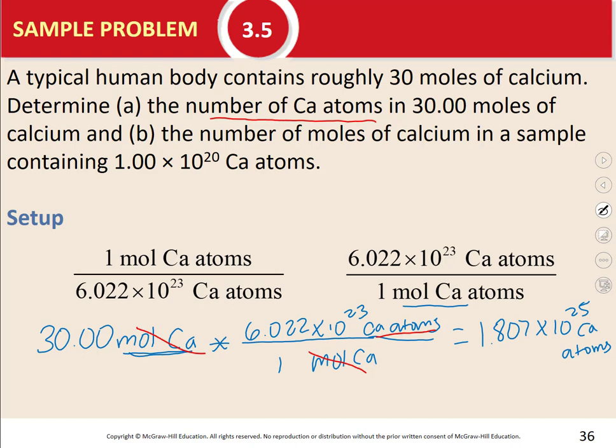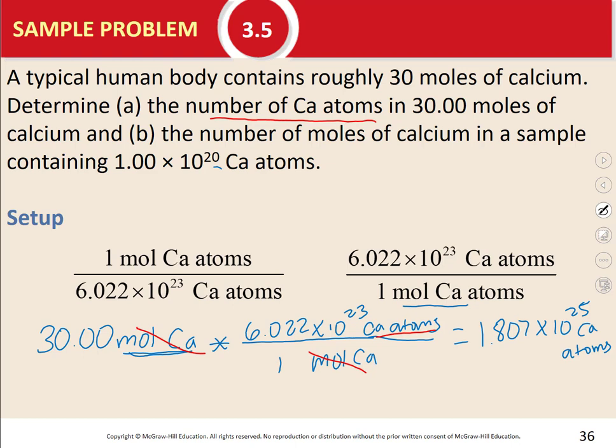Now, part B asks what is the number of moles of calcium in a sample containing 1.00 times 10 to the 20 calcium atoms. 10 to the 20, is that bigger than a mole or smaller than a mole? Smaller than a mole. So we should get some number smaller than 1. Always make sure your answer makes sense. It helps going into it, before you start the calculation, to get a rough estimate of what kind of number you're looking for. That way, if the number that comes out does not fit your expectation, you can go back and say, okay, I must have done something wrong, and double check.